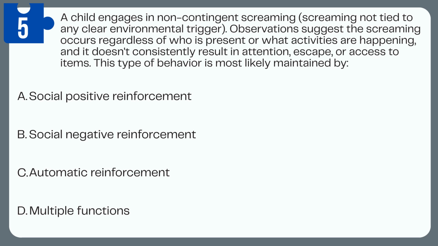Question 5. A child engages in non-contingent screaming not tied to any clear environmental trigger. Observations suggest the screaming occurs regardless of who is present or what activities are happening, and it doesn't consistently result in attention, escape, or access to items. This type of behavior is most likely maintained by A. Social positive reinforcement. B. Social negative reinforcement. C. Automatic reinforcement. D. Multiple functions.